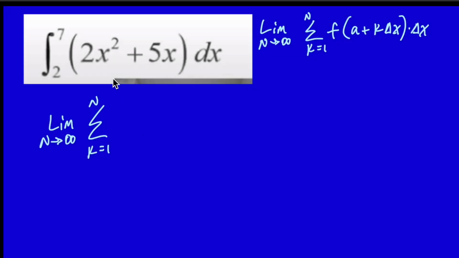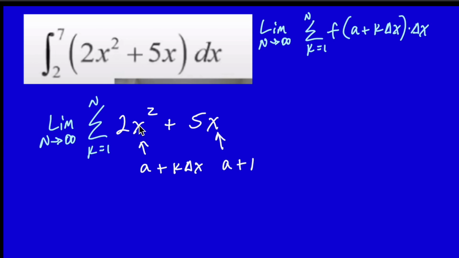Next, we are given this definite integral and asked to find the Riemann sum. The first thing I'm going to do, folks, is copy the f of x right from the integral, like so. Then I'm going to recognize that the Riemann sum means we're going to take that x out and replace it with a plus k delta x.